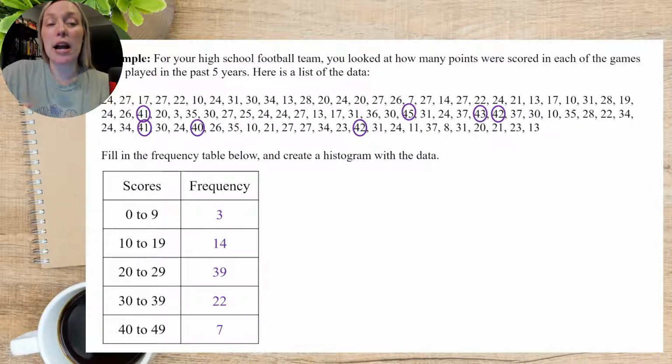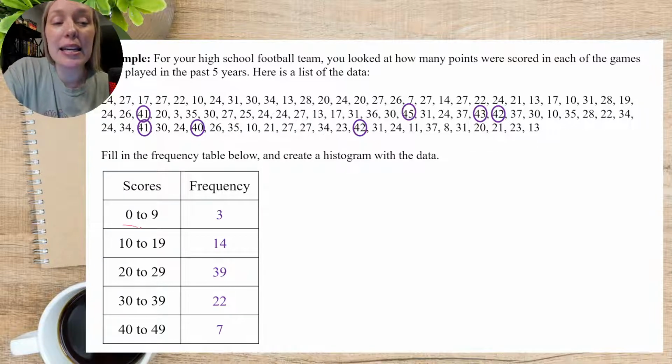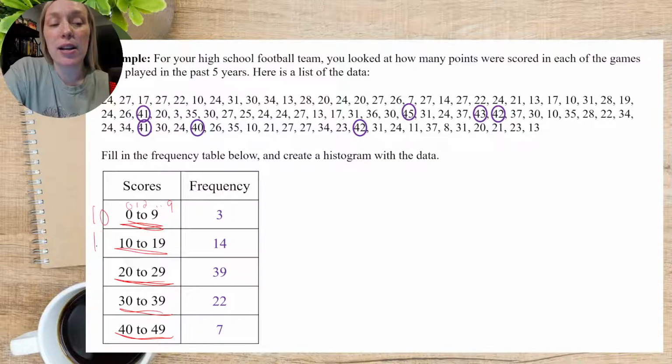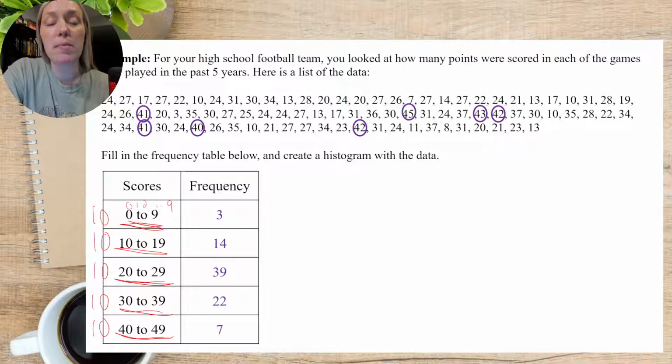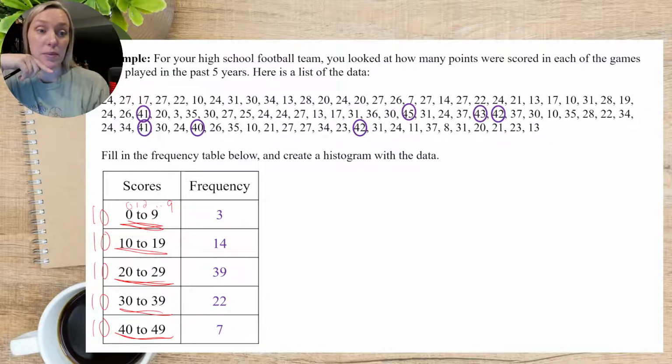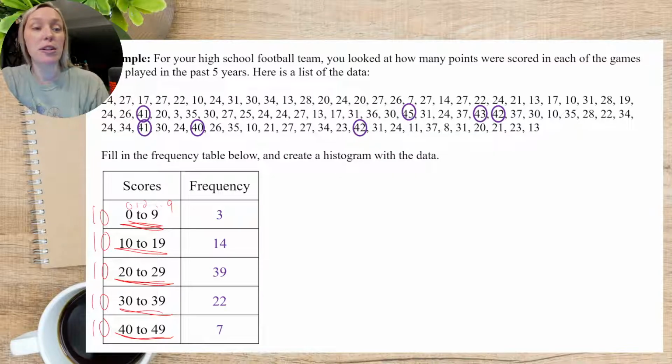Okay. Now this frequency table has the same amount of values in each of the intervals. I want to point that out. Each interval has 10 possible values: 0, 1, 2, all the way up to 9. That's 10 possible values. This has 10 values. This has 10 values. It's very important when we make our histograms that we're making intervals that are even. Okay, they have to be even and they have to cover an even amount.